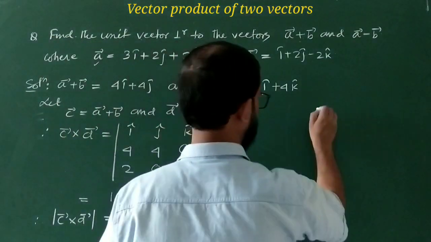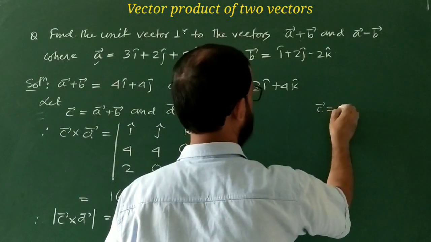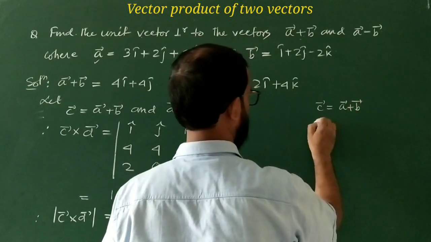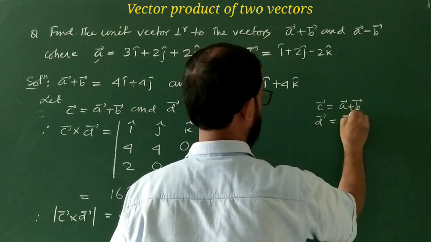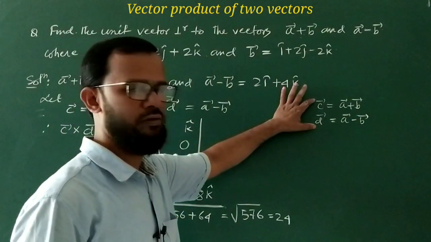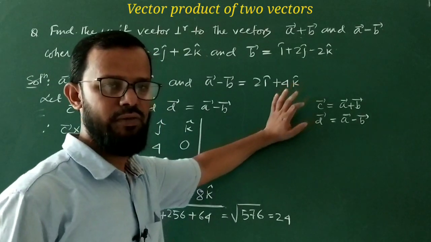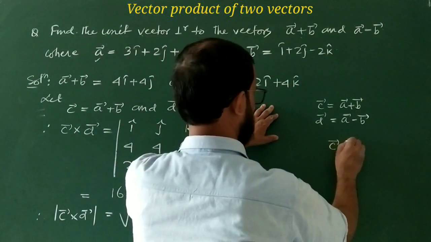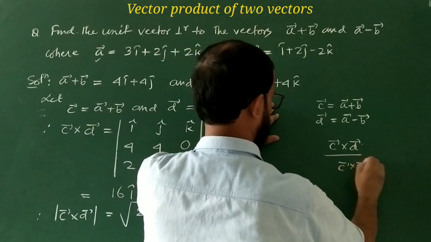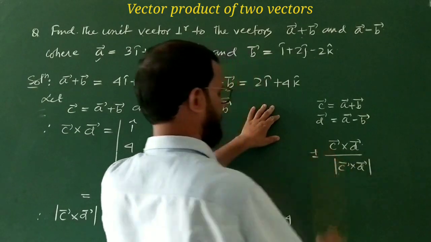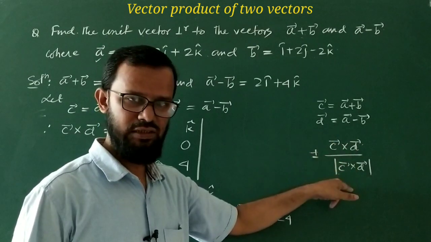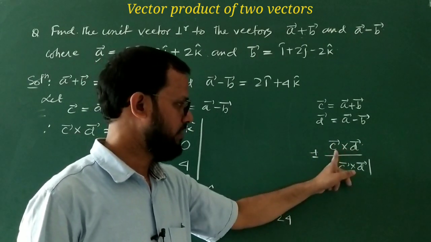Suppose A plus B is represented by C vector, and A vector minus B vector is represented by D vector. Then you have to find the unit vector perpendicular to C vector and D vector. So what is the unit vector perpendicular to this? Plus minus C cross D divided by the magnitude of C cross D. This is your unit vector perpendicular to C vector and D vector. So to know this, you have to know C cross D.